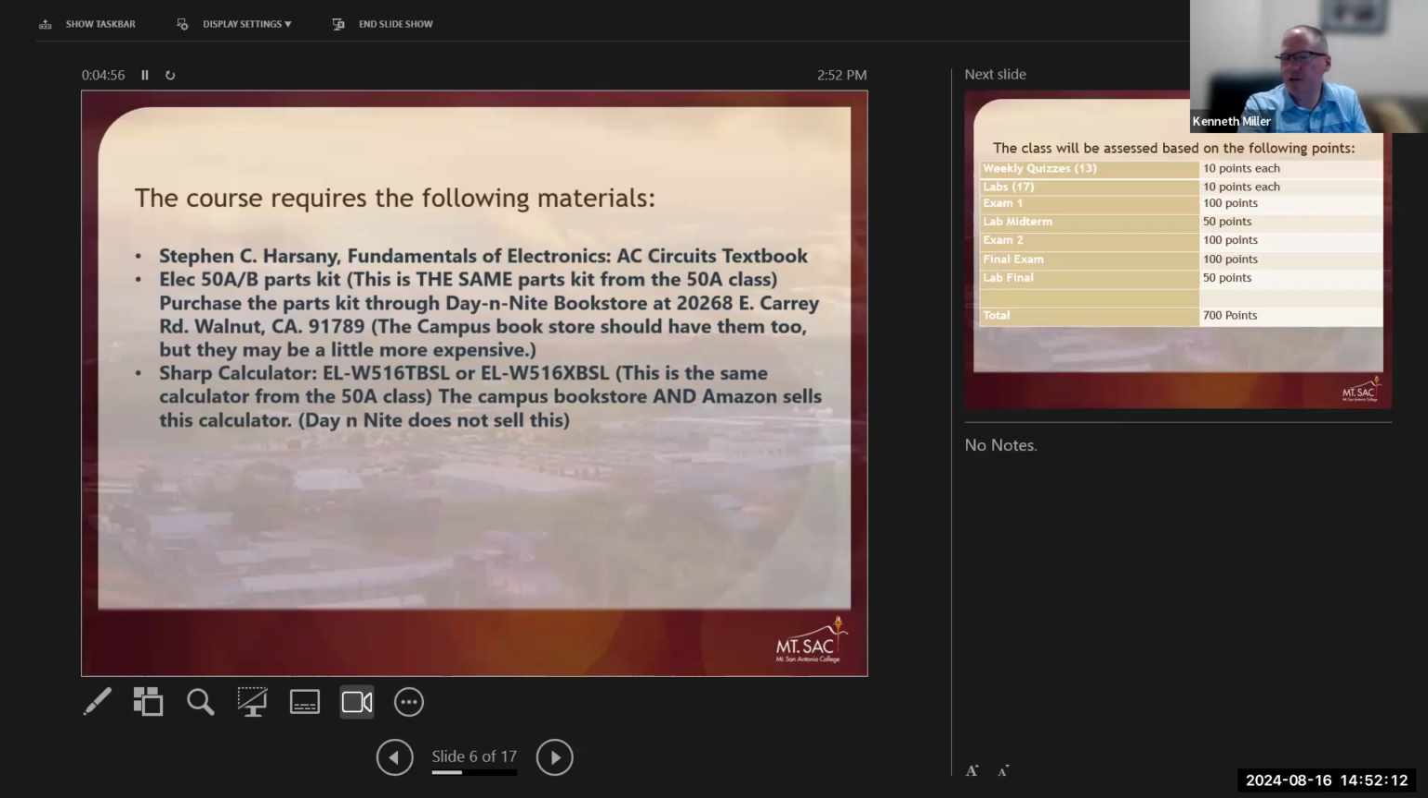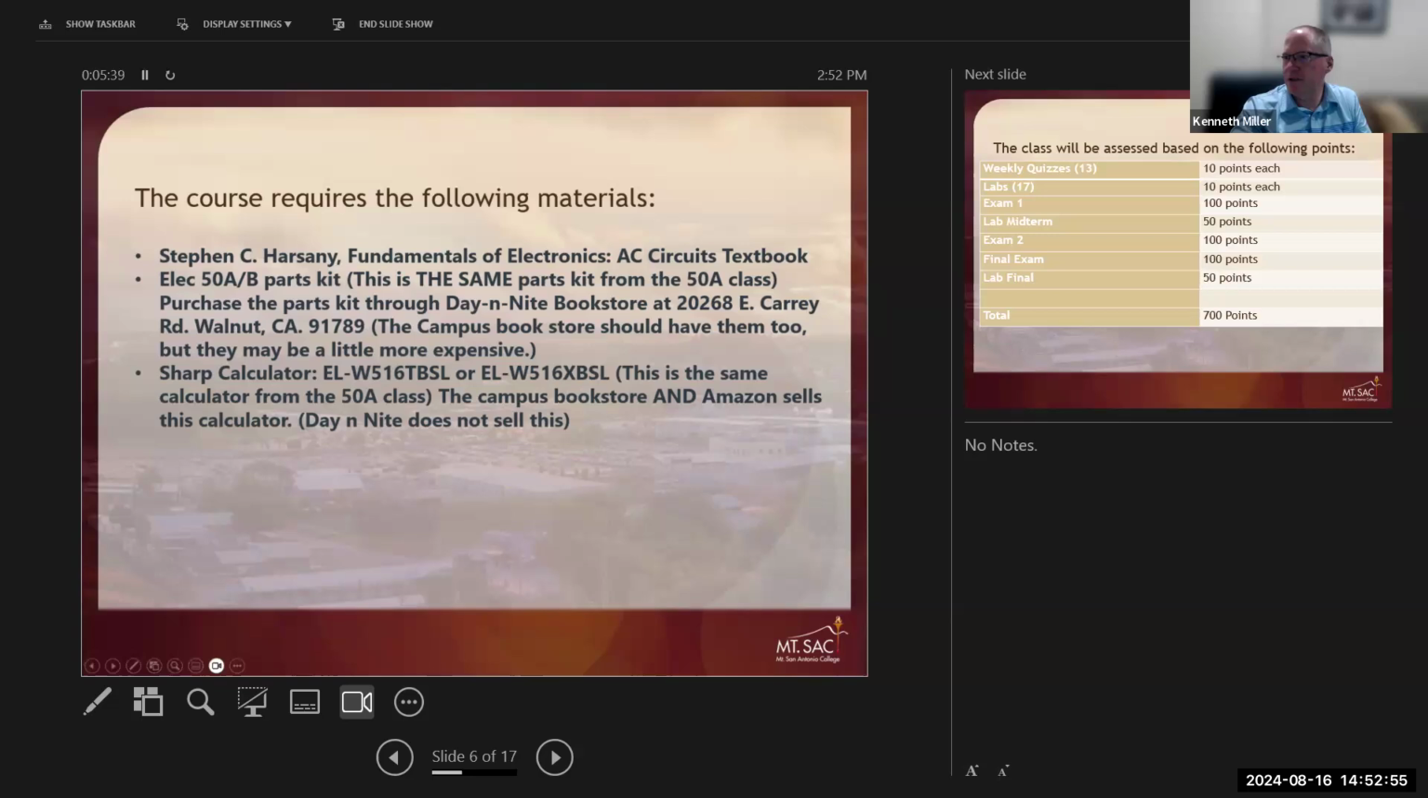Okay. You also will need to get the parts kit. Now, if you've taken ELEC50A, the DC electronics, the parts for this course are in that same parts kit. And you can get the parts kit through the Day and Night bookstore. The campus bookstore may have those parts as well, but we've had some issues where their parts may not be as organized, and sometimes some of the stuff might be missing or maybe mislabeled. So I recommend you go to Day and Night. They're kind of our go-to.